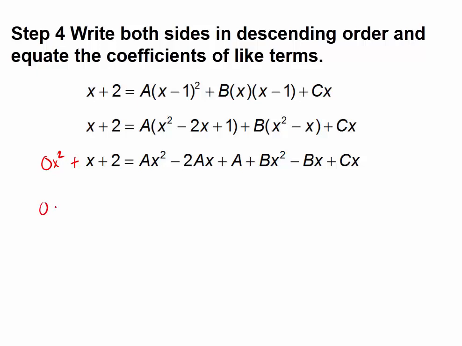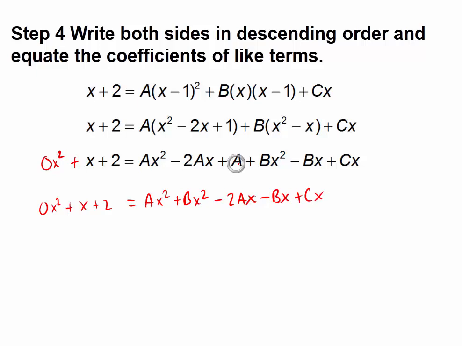Okay, so we already said 0x squared plus x plus 2 is equal to, now let's organize our x squared terms first. So ax squared plus bx squared. Let's go to our x terms next. So notice I have a minus 2ax and a minus bx and a plus cx.